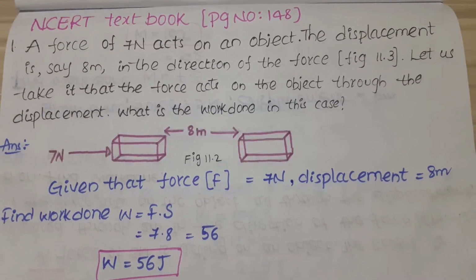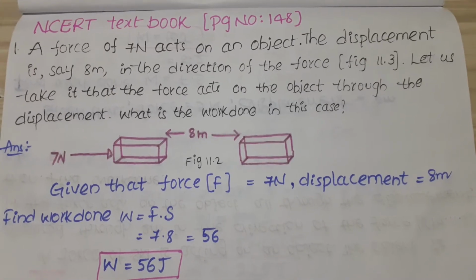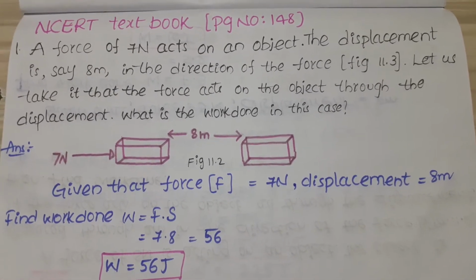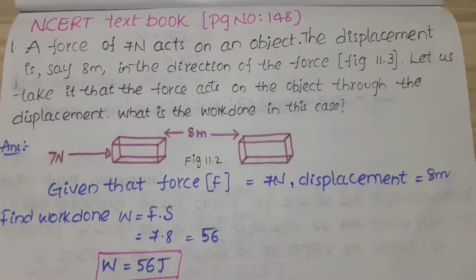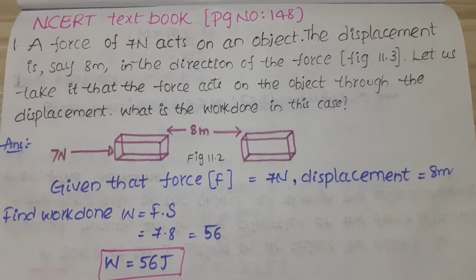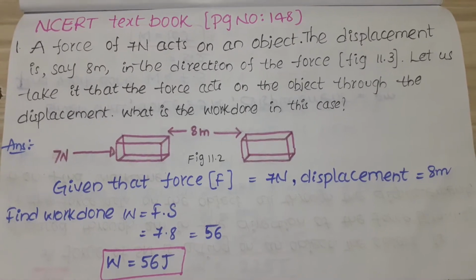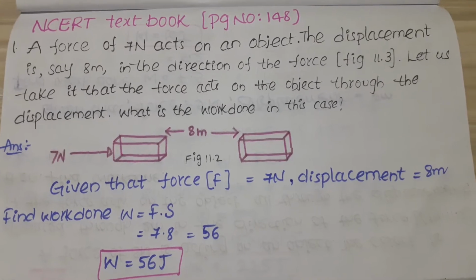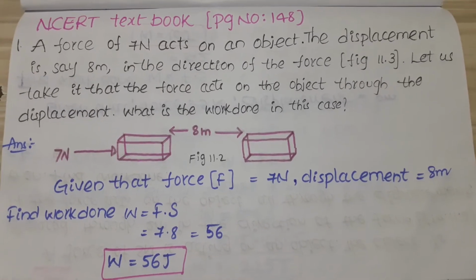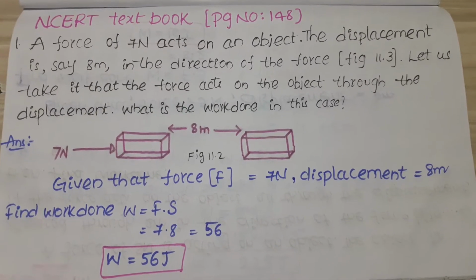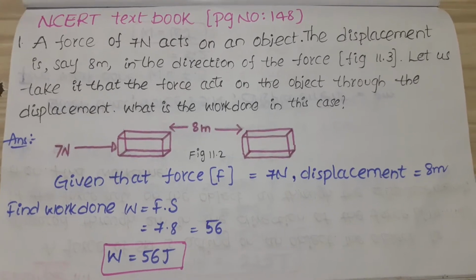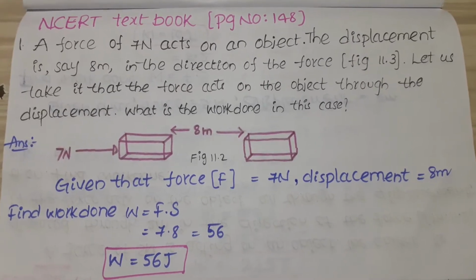First question: a force of 7 Newton acts on an object. The displacement is, say, 8 meter in the direction of the force. Figure 11.3. Let us take it that the force acts on the object through the displacement. What is the work done in this case?